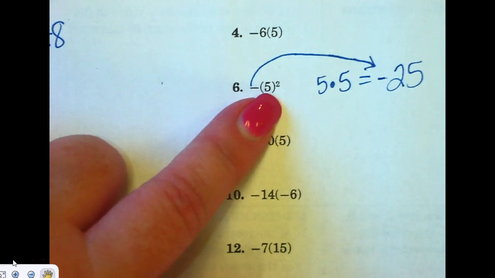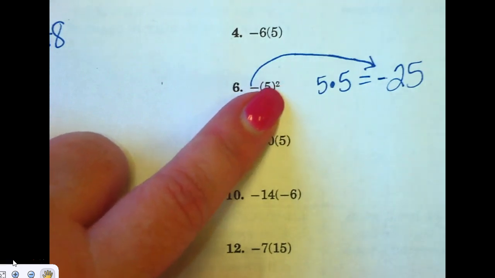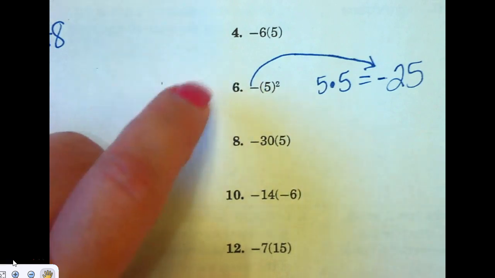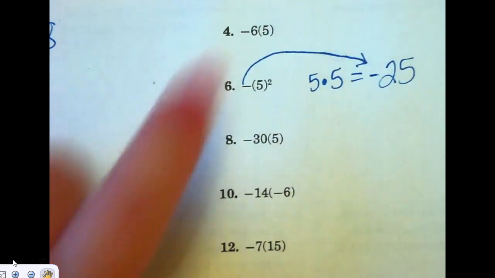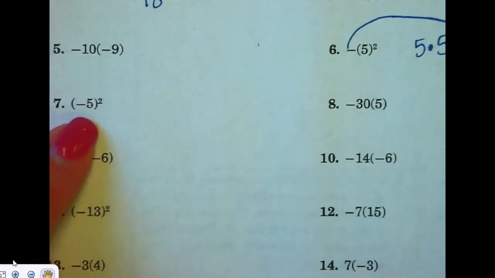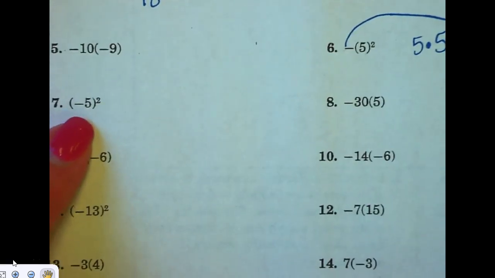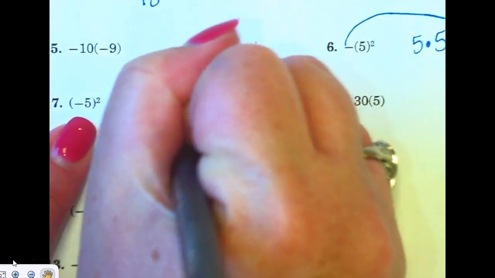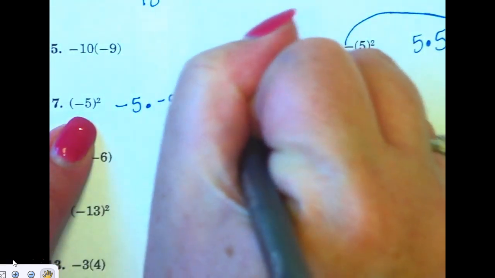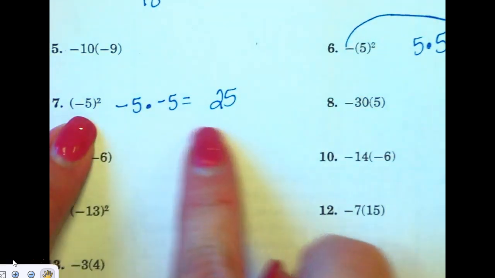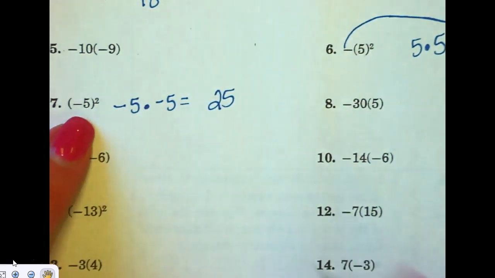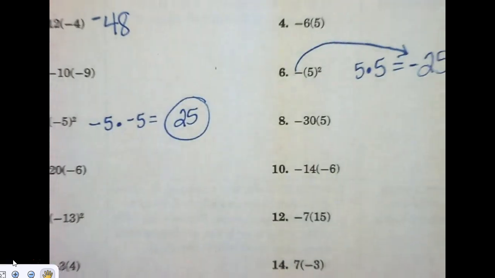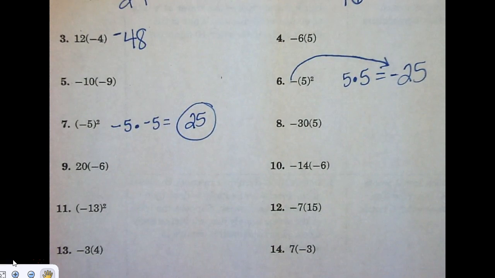Multiply what's inside the parentheses by itself 2 times. So that's just 5 times 5 is 25, and you just bring that negative over. This is different. This is we're squaring negative 5. That means negative 5 times negative 5. So that's still 25, but a negative times a negative is a positive. So your answer is positive 25. Do you see the difference between those two? That's an important understanding to have.